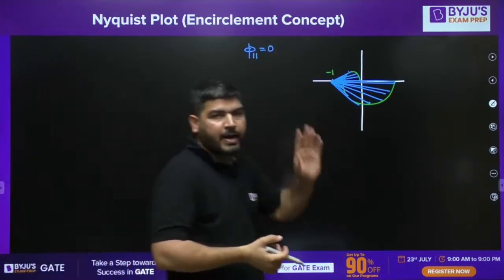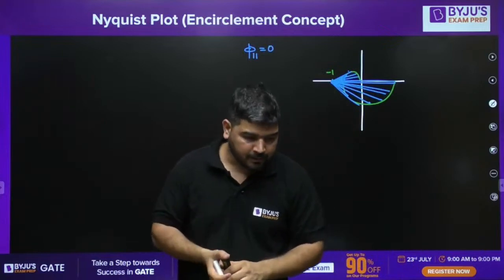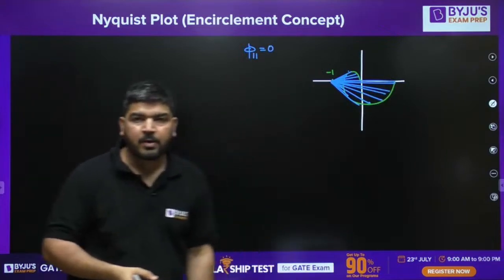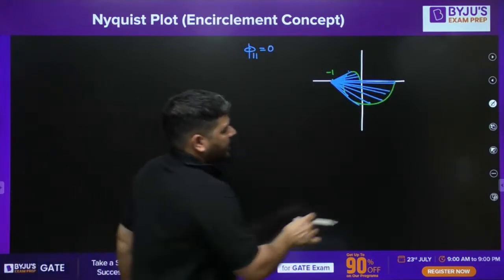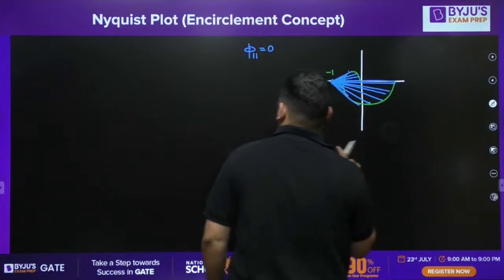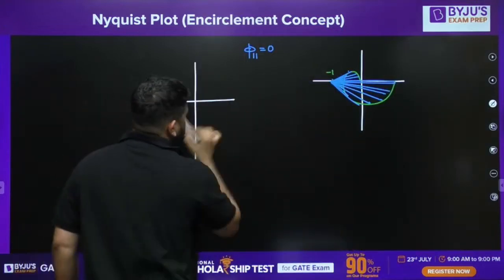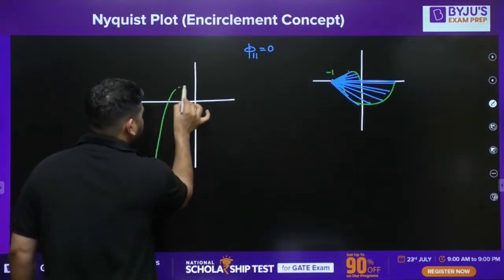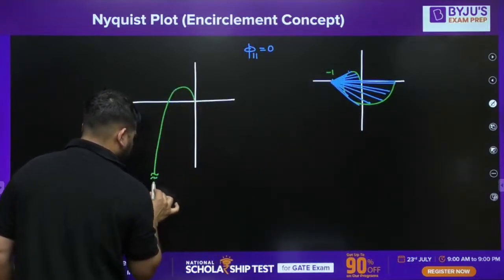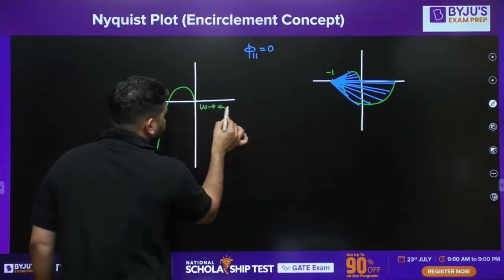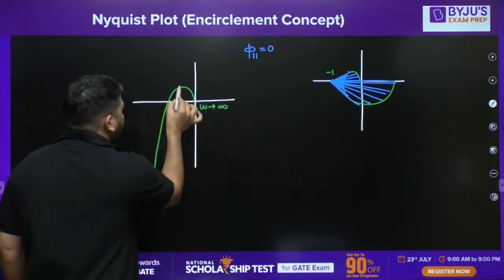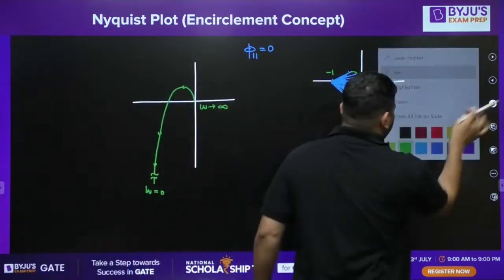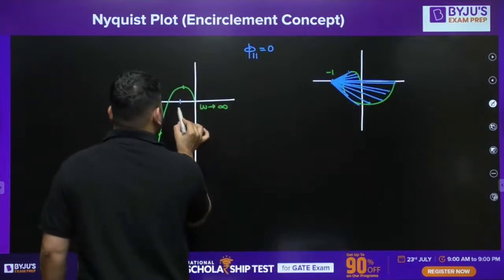So you should know how to find phi 11. While calculating phi 11, you should move from infinity to 0. Let me give you one more case. Let's say the polar plot is like this, and you are moving from infinity to 0, so the arrow is in this direction. And let's assume that -1 is somewhere here. This is -1.